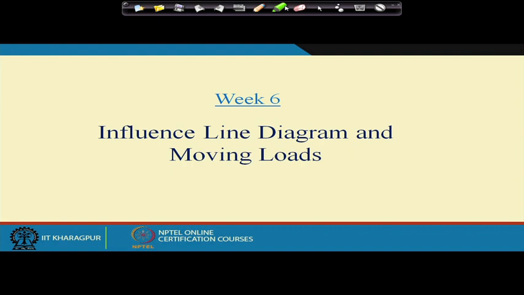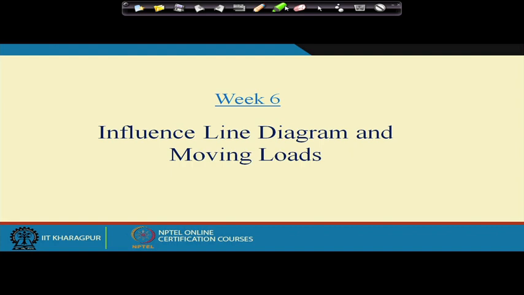But there are many structures where the primary loads they are subjected to are not fixed to the structure. The loads change their position with time, and those are called moving loads. What we will be doing this week is seeing how to deal with these moving loads. This week, we cover the influence line diagram and moving loads.